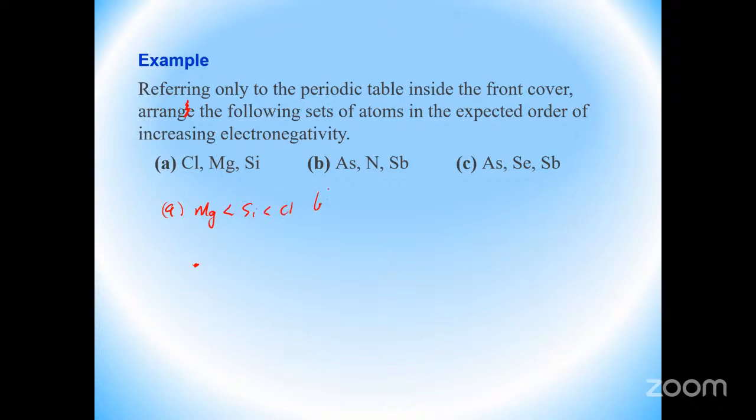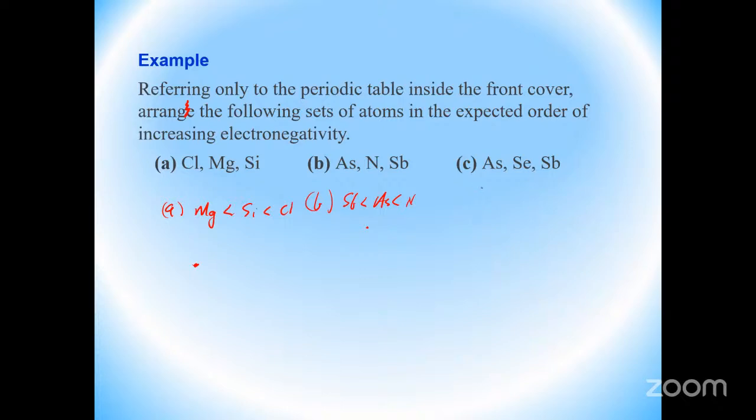What about B? B is arsenic, nitrogen, and antimony. Where's that one? Okay, they're the same group. All right, so of these three, which would you expect to have the lowest? Antimony would indeed have the lowest, followed by arsenic, and then of course nitrogen. All right, and then we get to arsenic, selenium, and antimony. Okay, so what do we have here? Okay, so arsenic and selenium are in the same period, but arsenic and antimony are in the same group, and selenium is to the right of arsenic. Okay, so with that said, of these three, which would you expect to have the lowest?